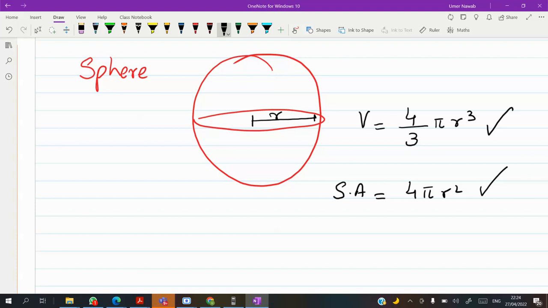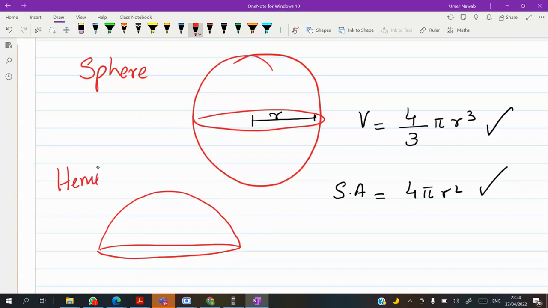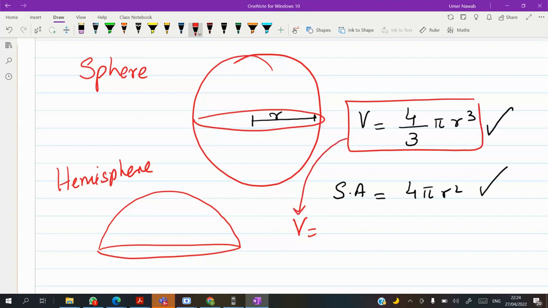What are the things related to a sphere? There is one thing related to a sphere, that is the half sphere. The half sphere is called a hemisphere. In the exam, the examiner will give you the volume of a sphere, and you will write the volume of a hemisphere. Just in the place of 4, you write 2. So the volume of a hemisphere is 2 over 3 pi r cubed. Basically, it is half of the volume of a sphere.